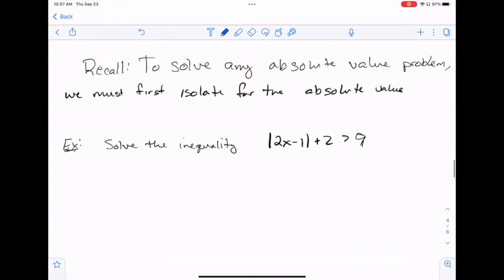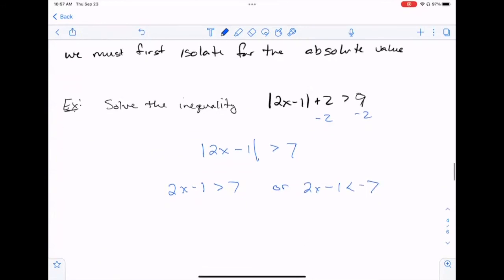Again, we want to recall to solve any absolute value problems, we first need to isolate for the absolute value. And so here we see an absolute value that we want to solve, and we have a greater than case. Before we can split this up, I want that absolute value to be by itself. So I'm going to have to subtract 2 from both sides. And I'll get the absolute value of 2x minus 1 is greater than 7. And because we have this greater than case, I'm going to split this absolute value into 2x minus 1 being greater than 7 or 2x minus 1 being less than -7. And I have to solve them independently.